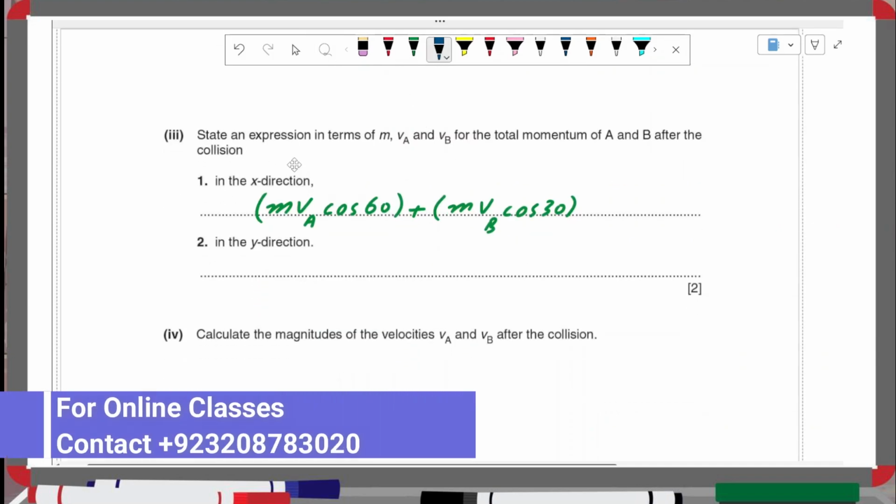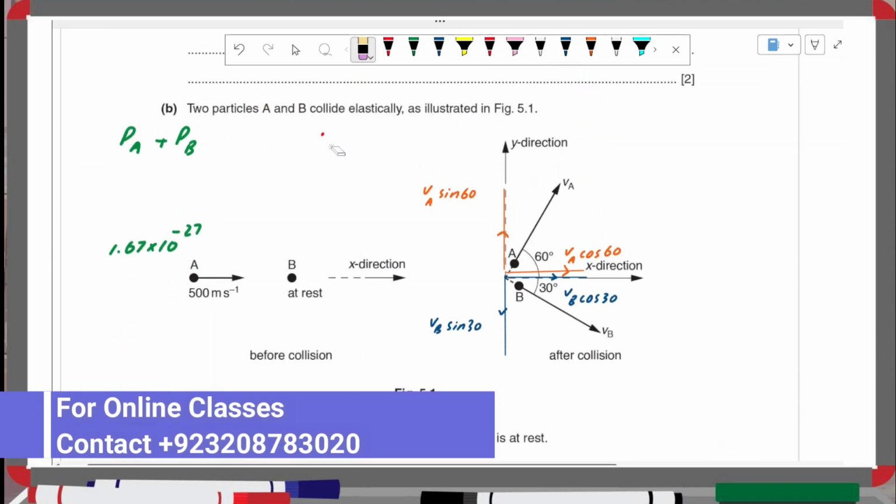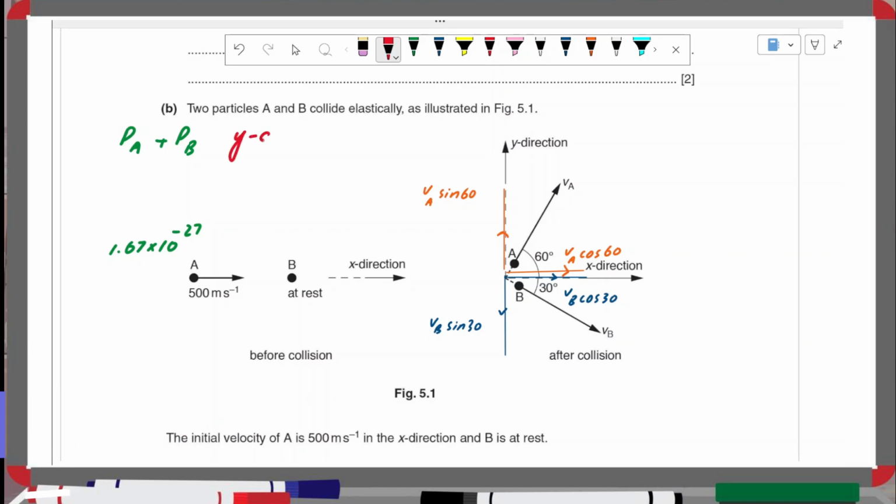In the next one, we need to state the expression for the total momentum in the y direction. So the momentum of A and the momentum of B, but in this case along the y-axis. What is the momentum of A along the y-axis? Mass m, vA times sin 60. Yes, m vA sin 60, plus m vB sin 30.